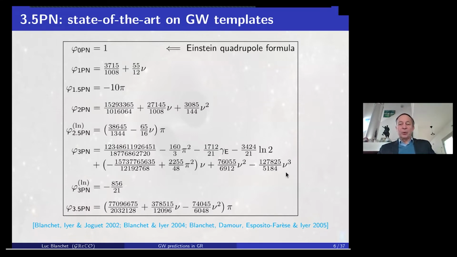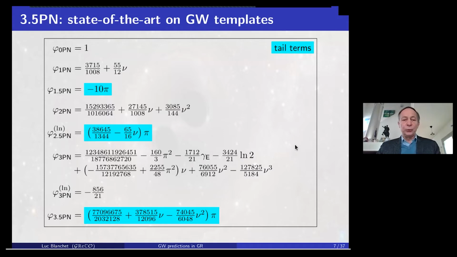These corrections have been computed by a lot of works in the past, notably in collaborations with Bala Iyer at the Raman Research Institute. And so these are polynomials in the mass ratio, you see. There are log terms that appear at the 2.5 PN order and 3 PN order. And in these terms, there are many terms that are due to the non-linearities of GR.